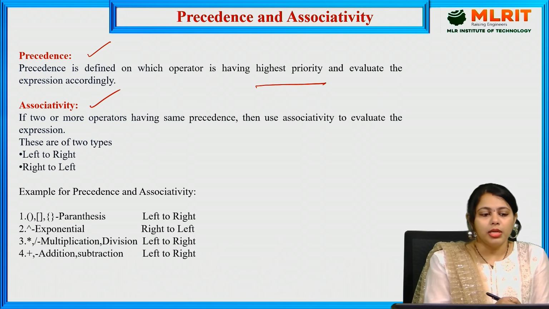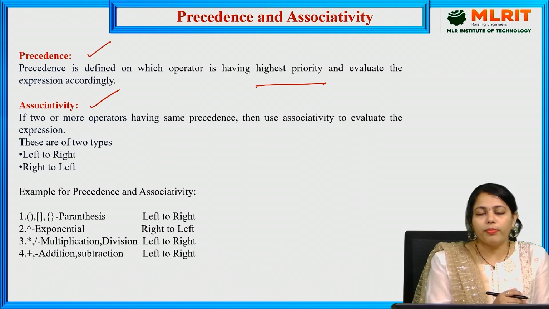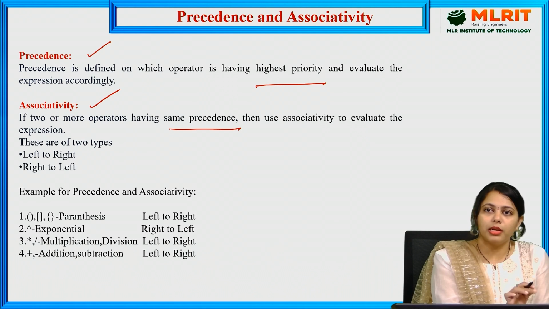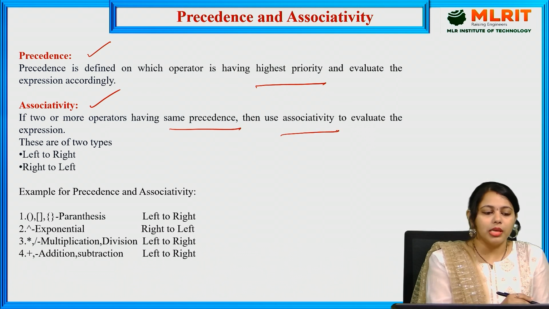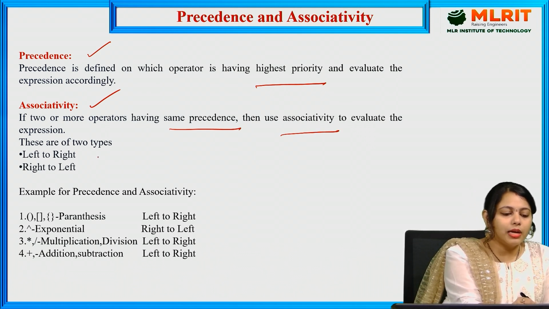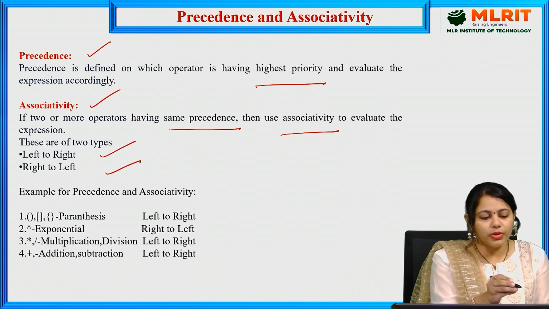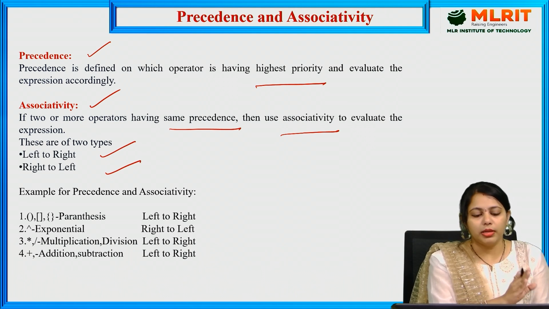Next, coming to the associativity rule. If we have two or more operators of the same precedence in that particular expression, then I have to go for this associativity rule. We have two here. How we have to evaluate is that one is left to right and the other one is right to left. So we have a particular table. Which associativity rule we have to follow, whether left to right or right to left, depends upon the precedence.